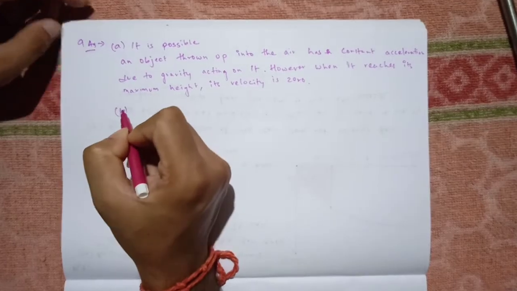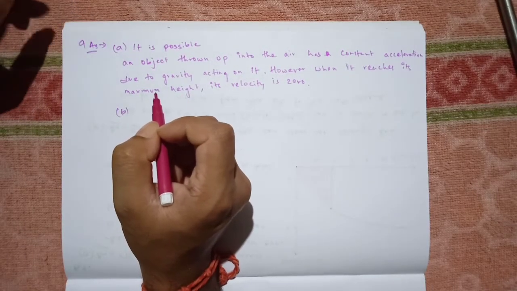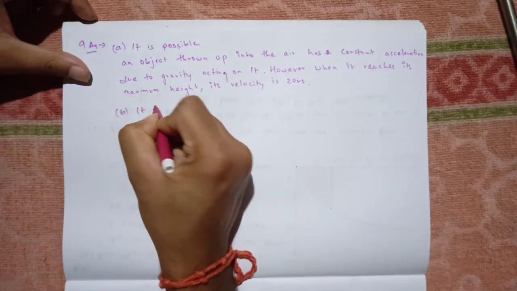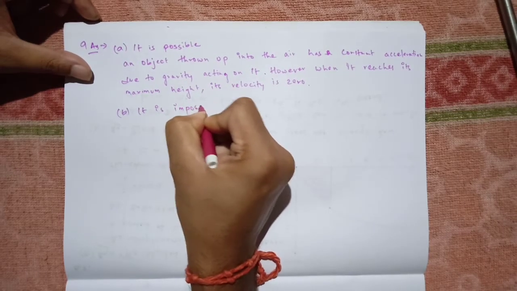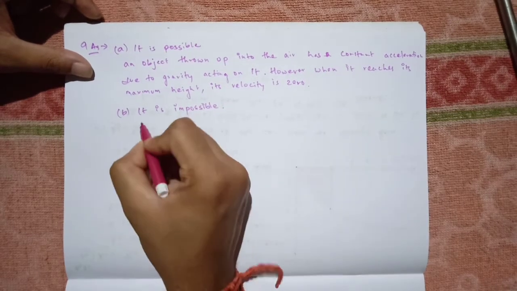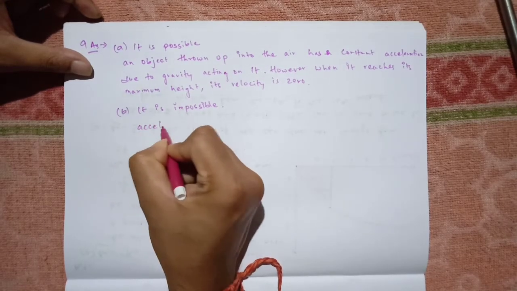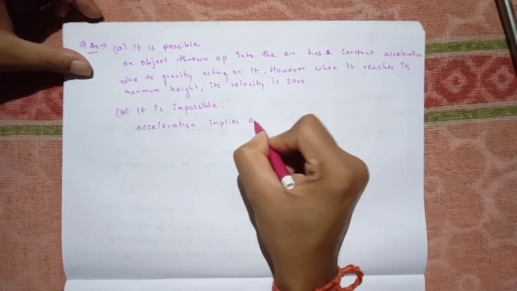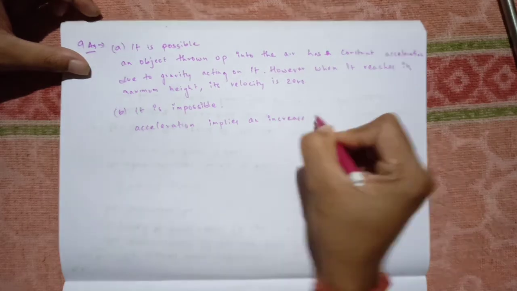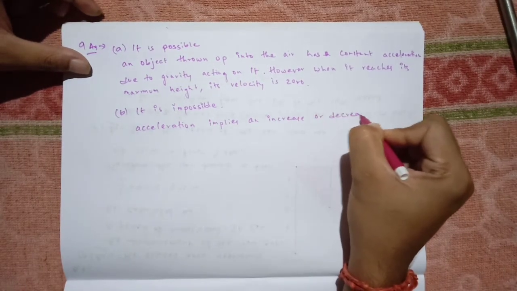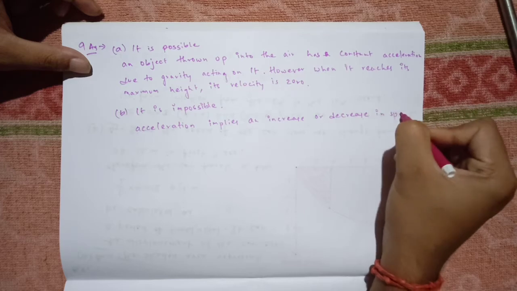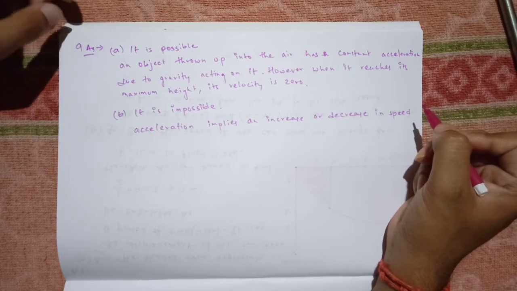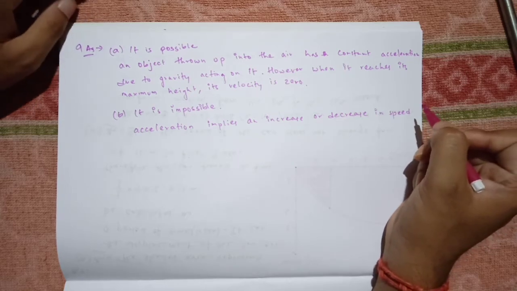Then number B, it is said that an object moving with an acceleration but with uniform speed. Is it possible? No, it is impossible. How? As we know, acceleration implies an increase or decrease in speed. Okay, acceleration can be implied as increase or decrease. Acceleration can be positive or also can be negative.